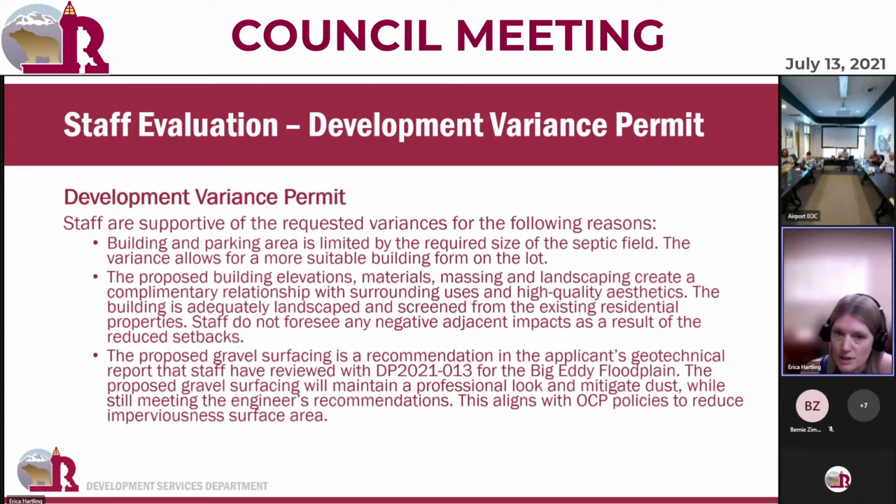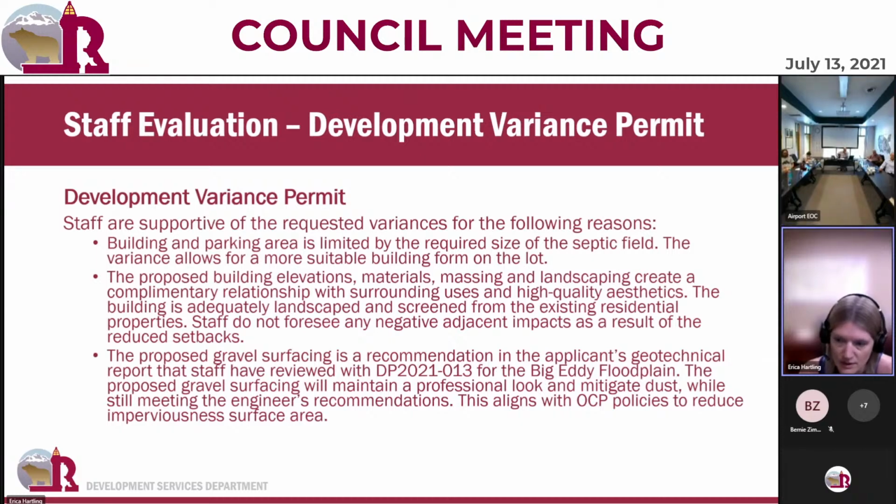The proposed gravel surfacing is a recommendation in the applicant's geotechnical report. Staff have reviewed this with the development permit of the Big Eddy floodplain. And the geotechnical engineer does state that the parking area will accommodate up to 20 vehicles and is to remain unpaved so that rainwater and runoff will be transmitted through the subgrade soils.